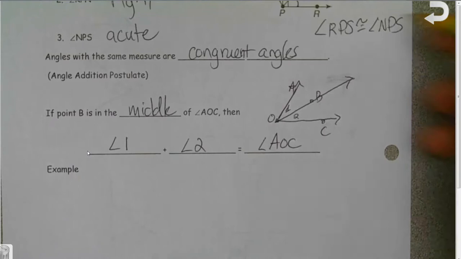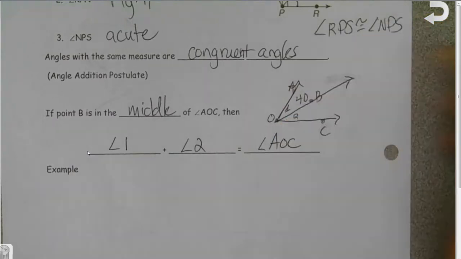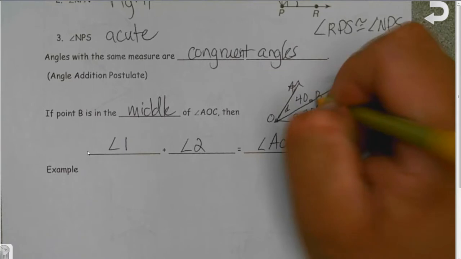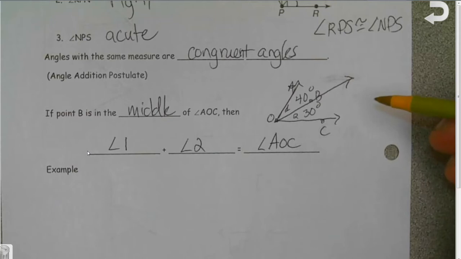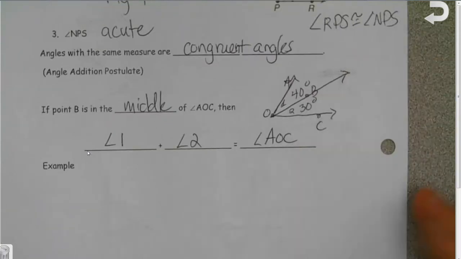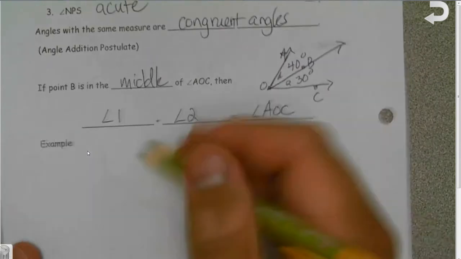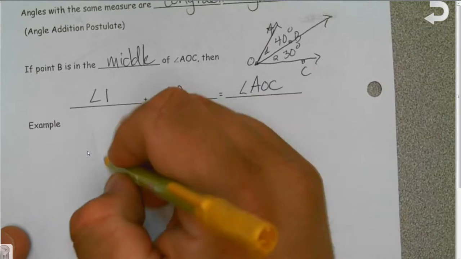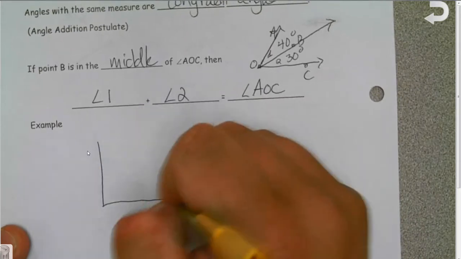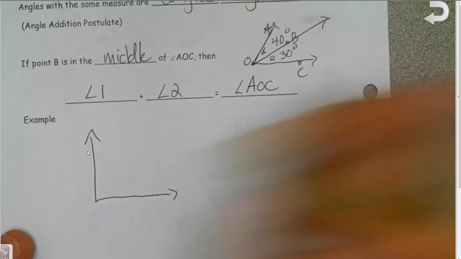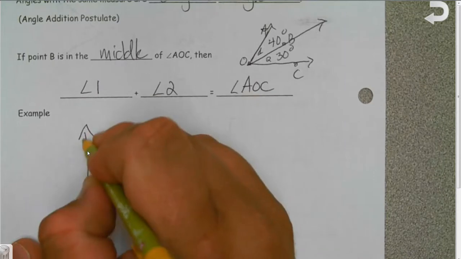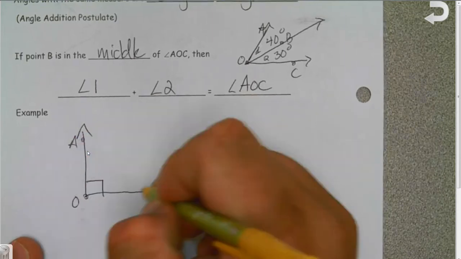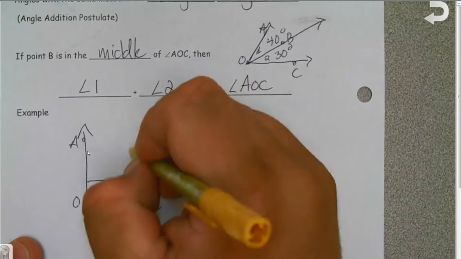So for example, if angle 1 is 40 degrees and angle 2 is 30 degrees, then angle AOC is 70 degrees. Okay, just falls in line with what we did in the line segment addition. So let's draw another example. This is a right angle. And we'll go ahead and call it AOC just for the sake of simplicity. And we'll put a B right here in the middle.